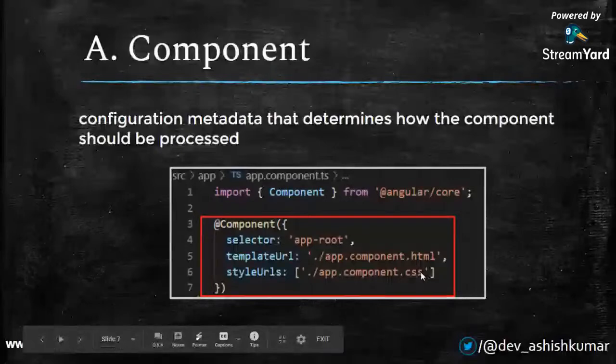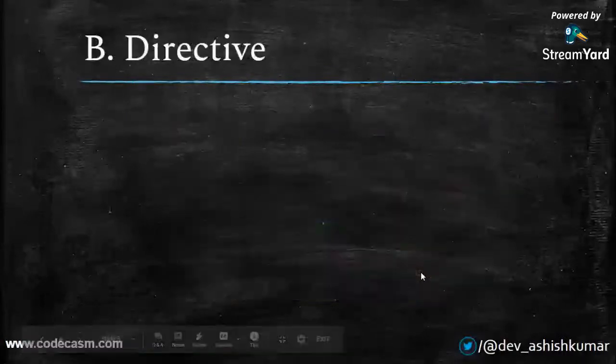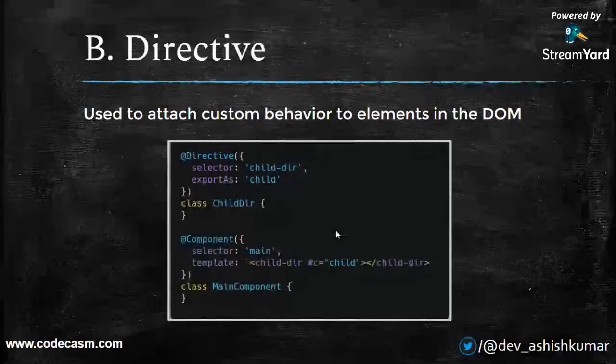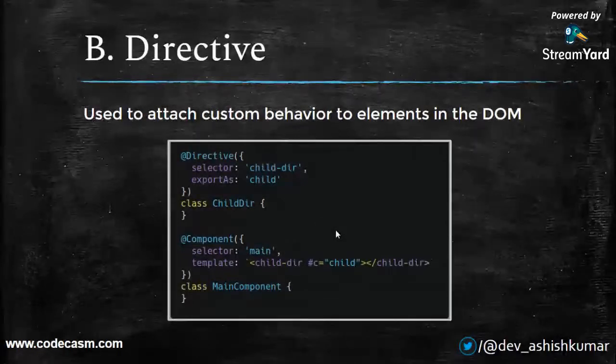Heading to the next, directive. Anything prefixed with the @ symbol can be known as a directive. Angular has some predefined directives, like component. So component is also a good example of a directive. It basically helps us to attach some behavior to elements in the DOM of our HTML view.